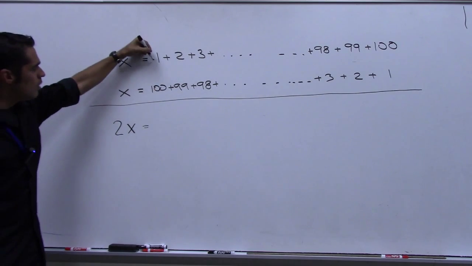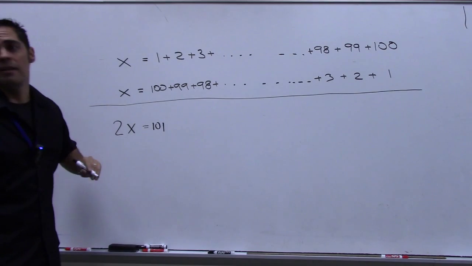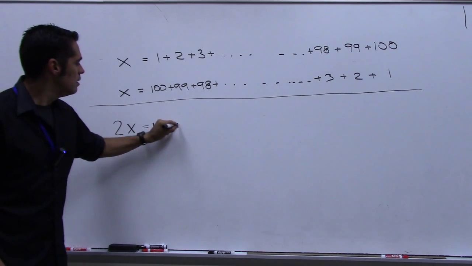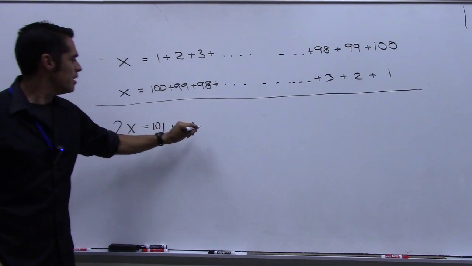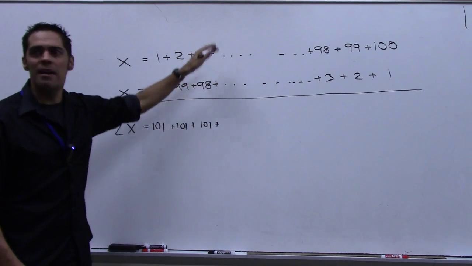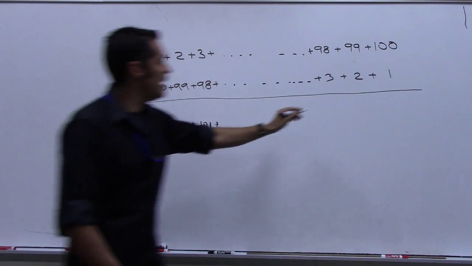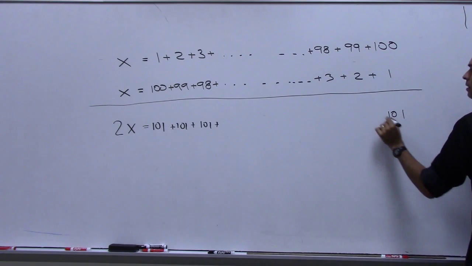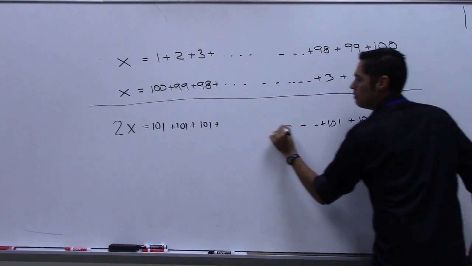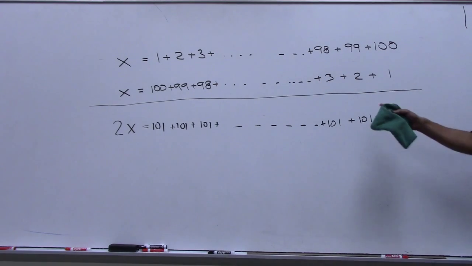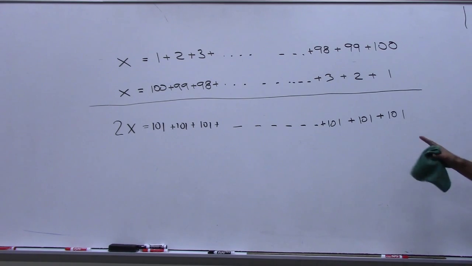But look, what's 1 plus 100? 101. What's 2 plus 99? 101. What's 3 plus 98? 101 again, right? What's 4 plus 97? 101 again. In fact, they're all 101s, right? Even down here, 101. The one right before it, 101. The one before that, 101, right? They're all the same.